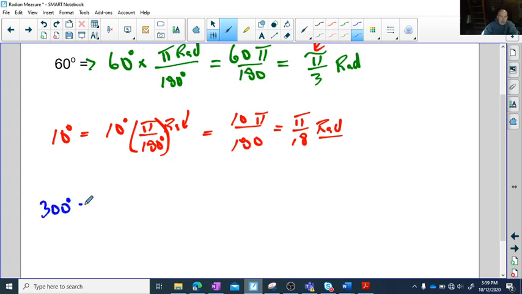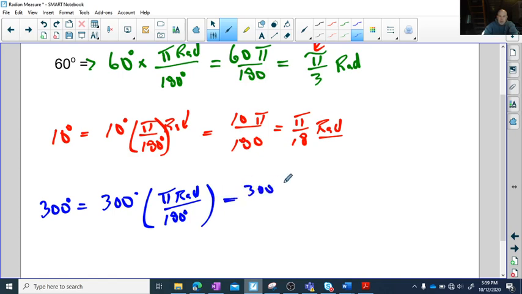I could have things like 300 degrees. 300 degrees, multiply that by pi radians over 180 degrees. And now I've got 300 pi over 180. And ideally, if I have a fraction button on my calculator, I can just type in 300 over 180, hit the equal sign, and it will reduce that fraction for you. Or you're going to have to work your way through it and say, well, I could divide this one by 60 to get 5 pi, this one by 60 to get 3. So 5 pi over 3 is also 300 degrees.